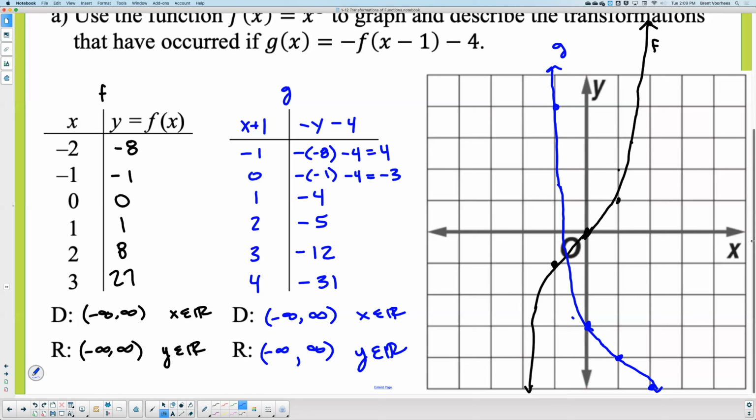Okay, I'm going to describe the transformations. This right here, a negative, if it's just a negative, is a reflection. If you're reflecting the y values, that's on the outside, which axis do you cross? x. Okay, we have a reflection across the x-axis. Go ahead and add that in your notes if you can.